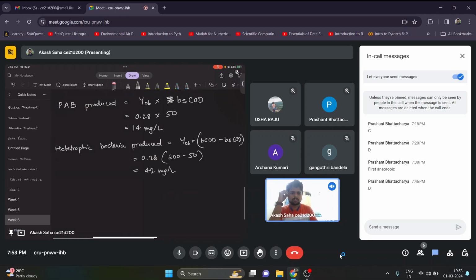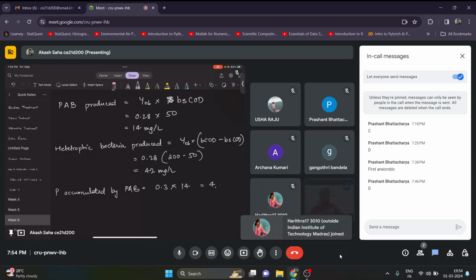Now, in the question, it was given how much phosphorus will be accumulated by PAB. It was given as 0.3. So what is the phosphorus accumulated by PAB? It is 0.3 into the bacteria produced. So 14 milligram per liter is produced, so 0.3 into 14 will be 4.2 milligram per liter.